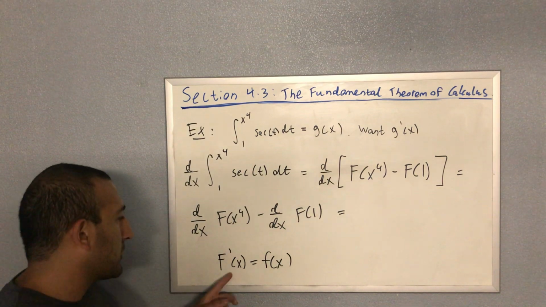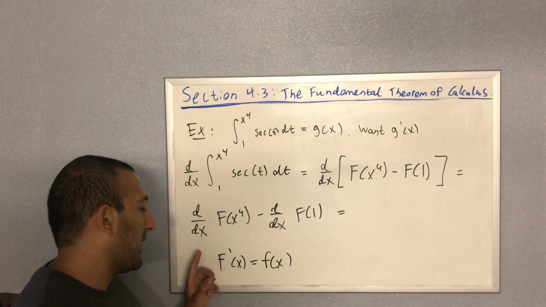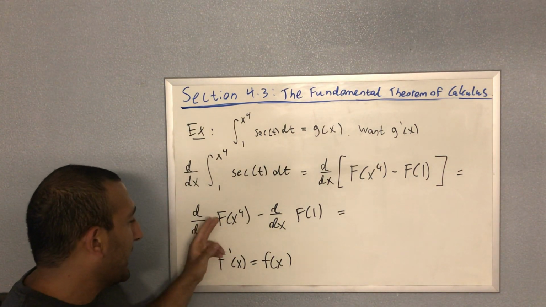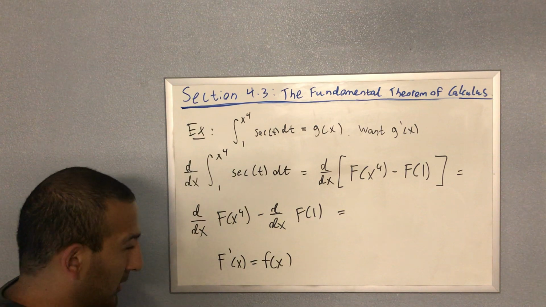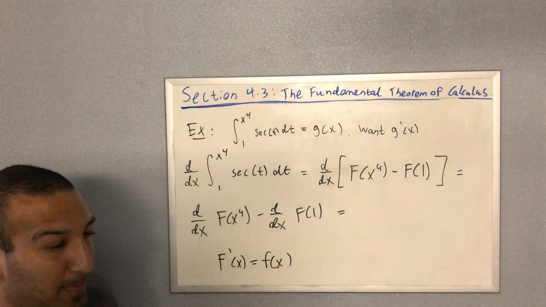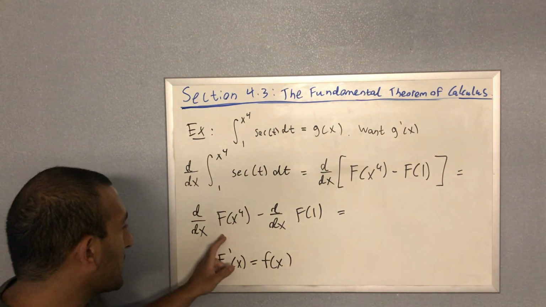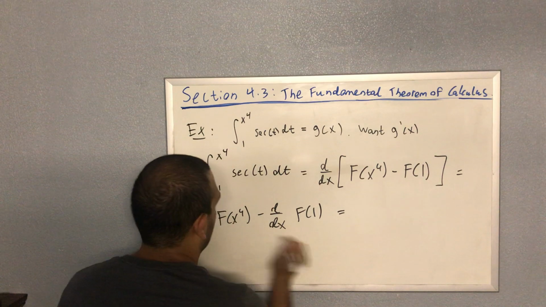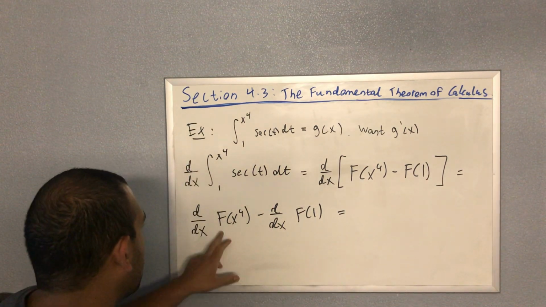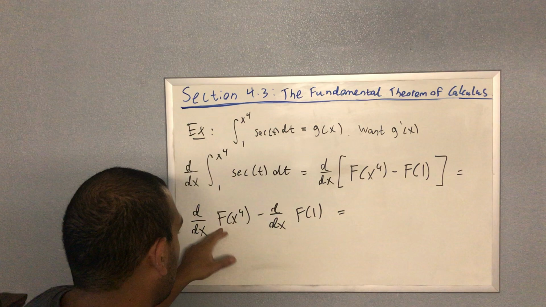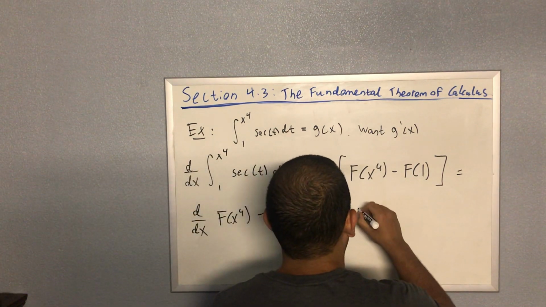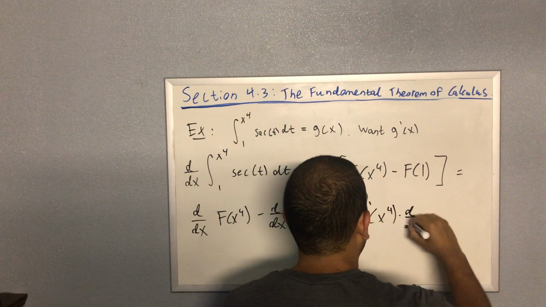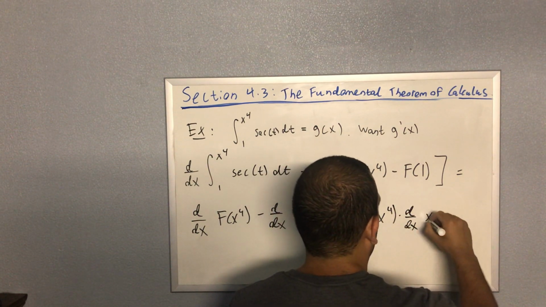But we're not just taking the derivative of big capital F of x. We're doing capital F of x to the fourth. So if you remember from Calc 1, there's this thing called the chain rule that you have to use in this scenario. What the chain rule says is you take the derivative of this guy, so you find F prime. The derivative is F prime of x to the fourth, but now you have to multiply that by the derivative of this inside.